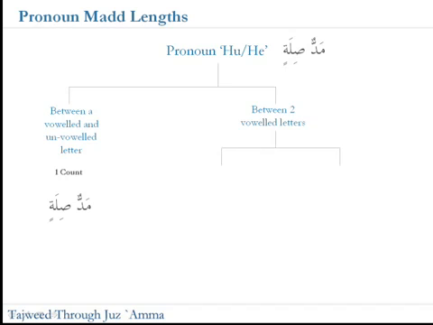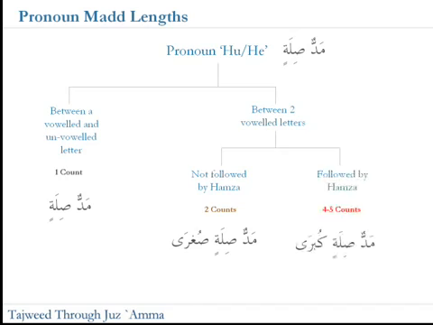Now when the pronoun of who or he comes between 2 voweled letters, then we have some elongation taking place. So the first rule is, if it's between 2 voweled letters and the letter after the who or the he is not a hamza, then the who or the he will be lengthened to 2 counts, and this is known as mad silah sughra.